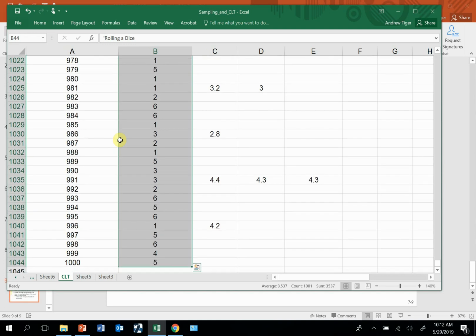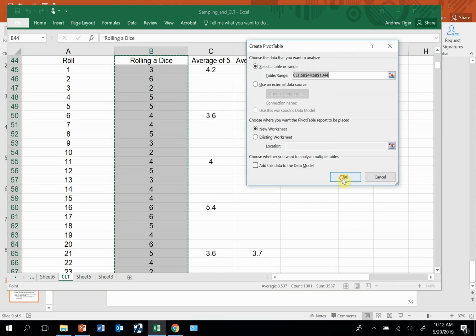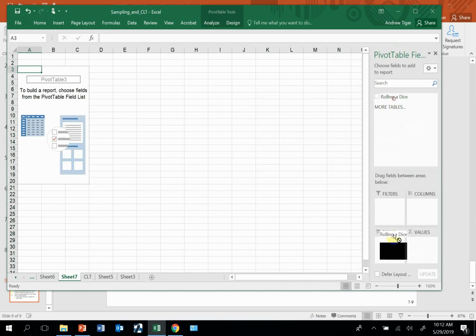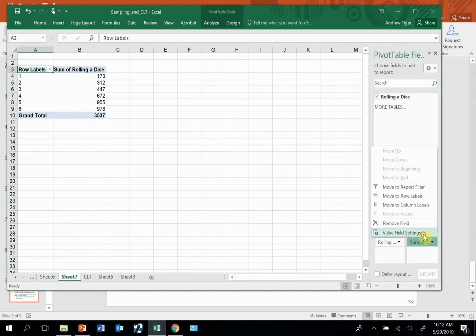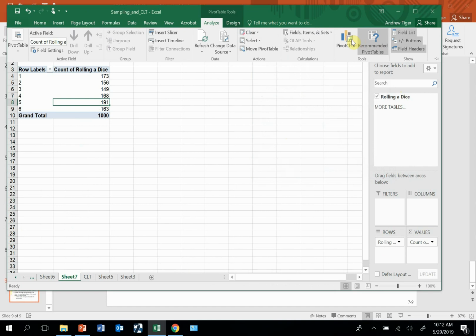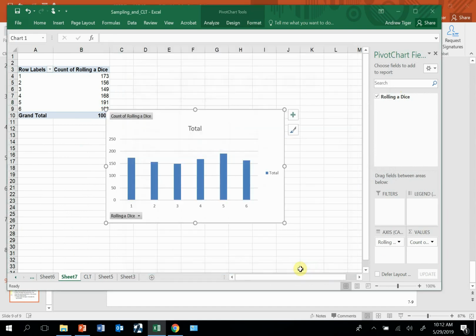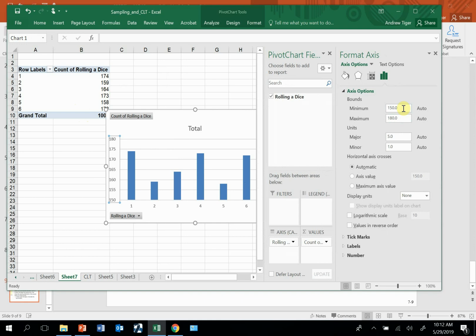and build a pivot table. And I drop the rolling dice there, and I drop it here. And instead of summing, let's count. Build a picture of it like that, and look at there. I'll refresh this, and you can see. Let's change the scale of this so it doesn't bounce around. Let's put the minimum at 0 and the max at 200. There we go.